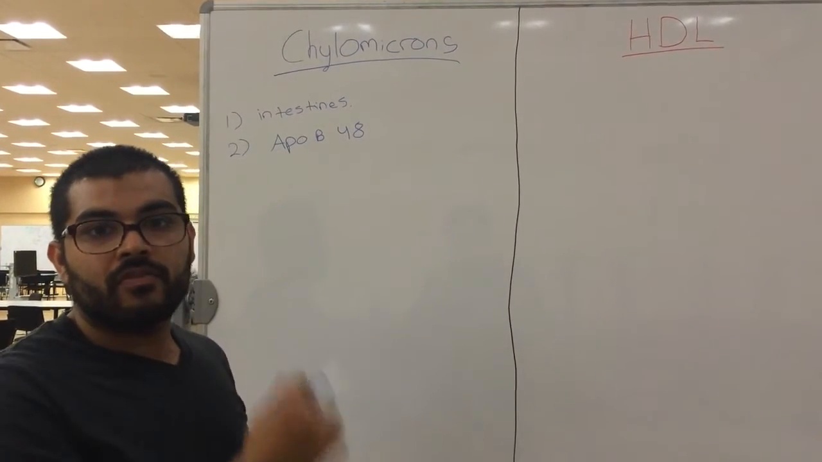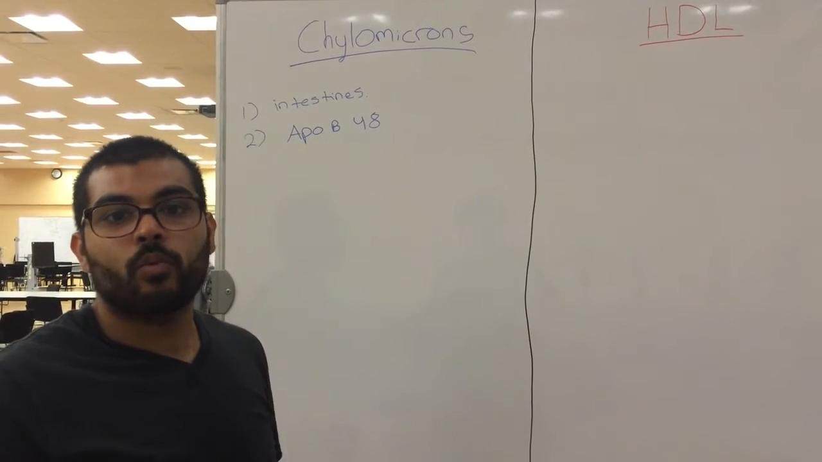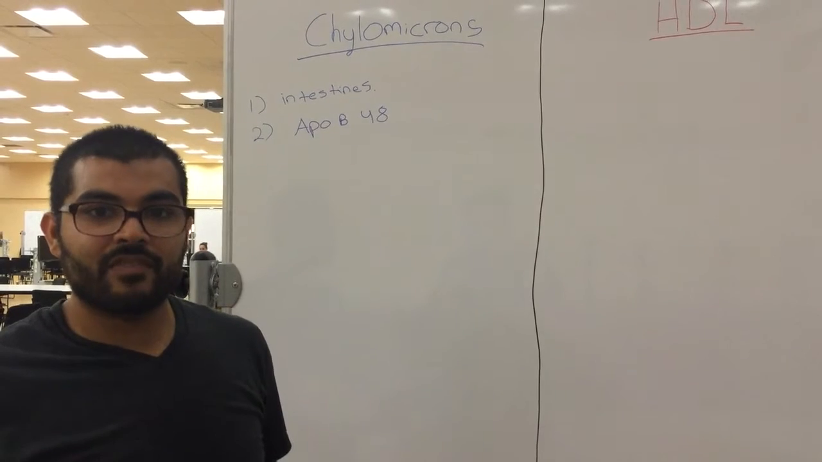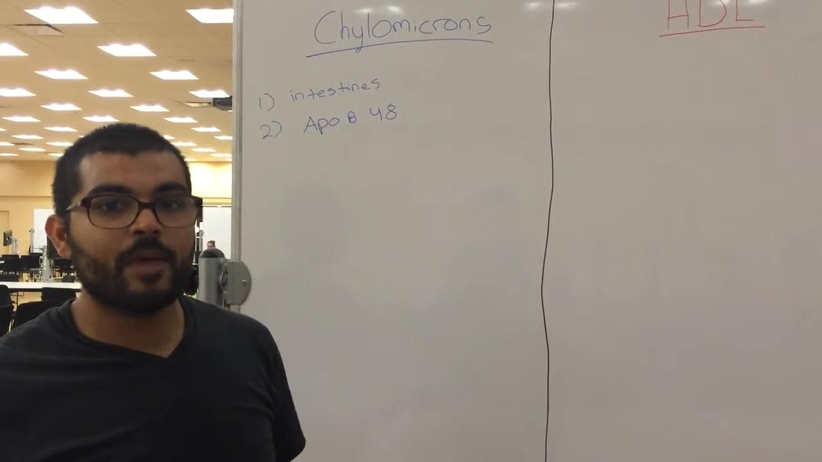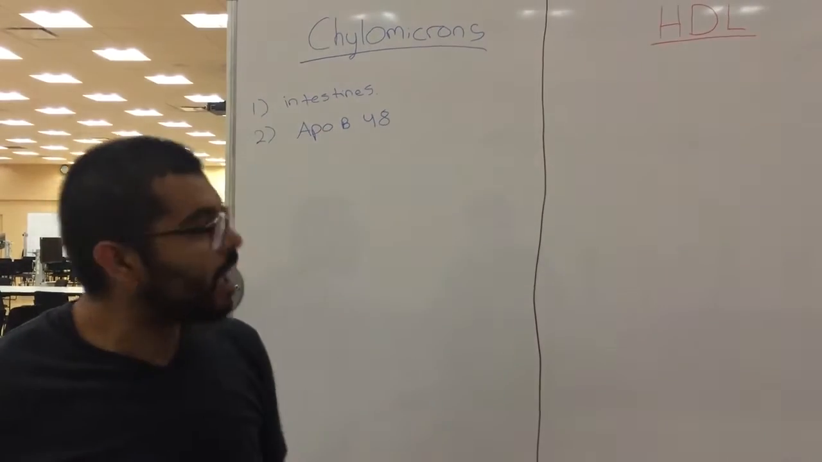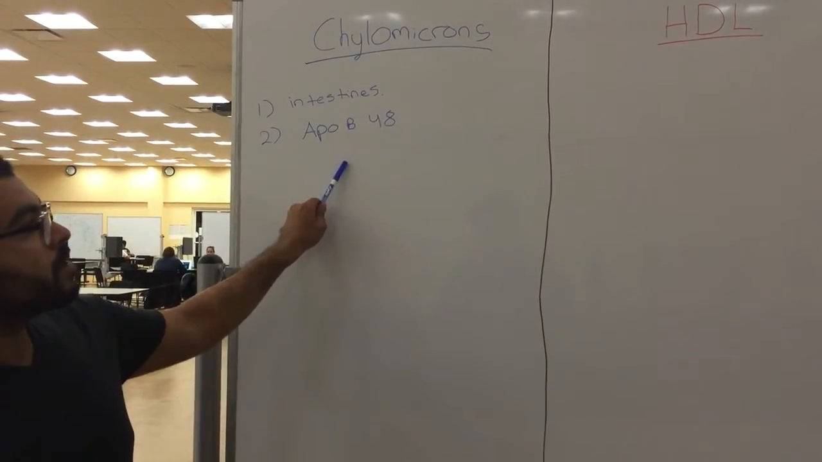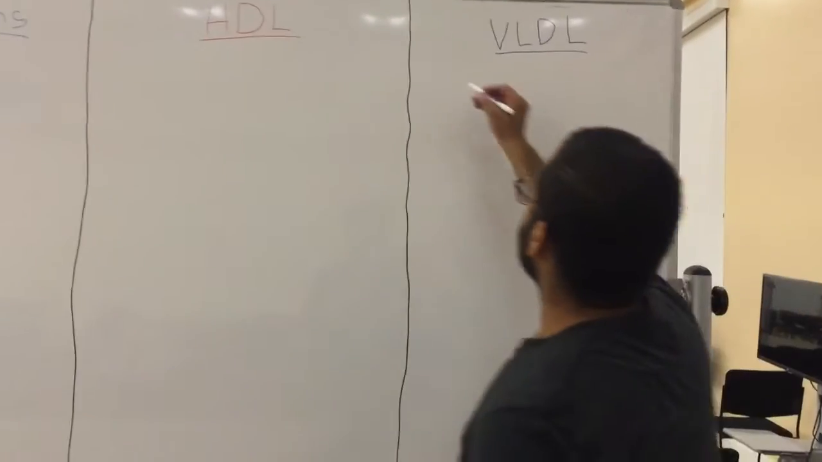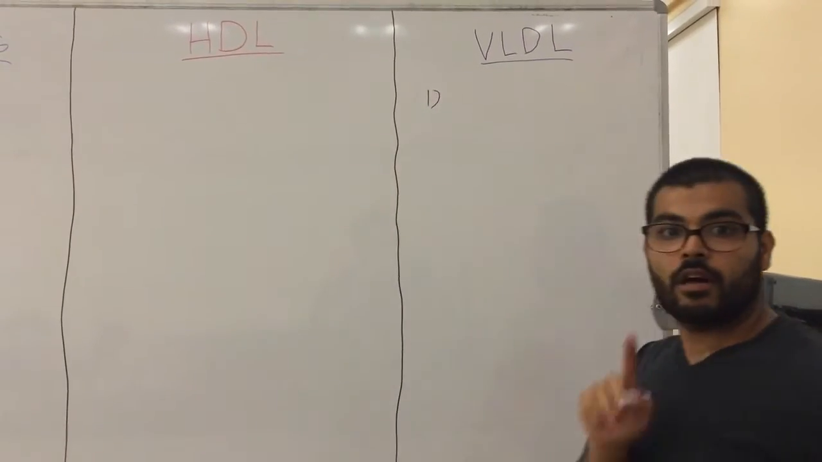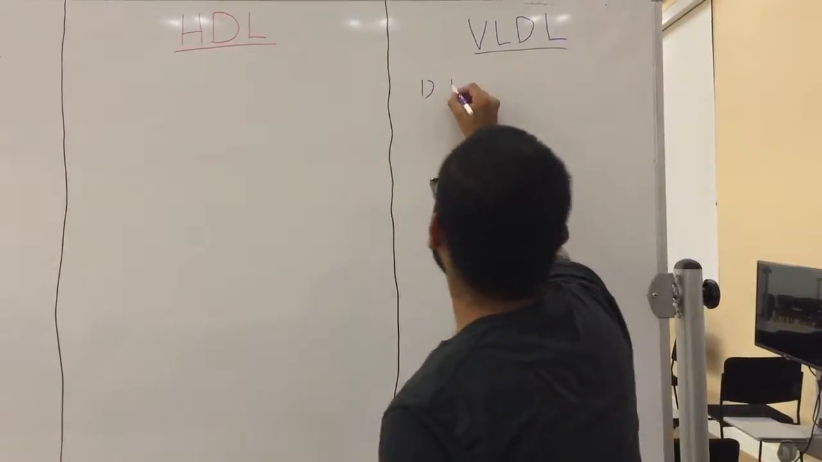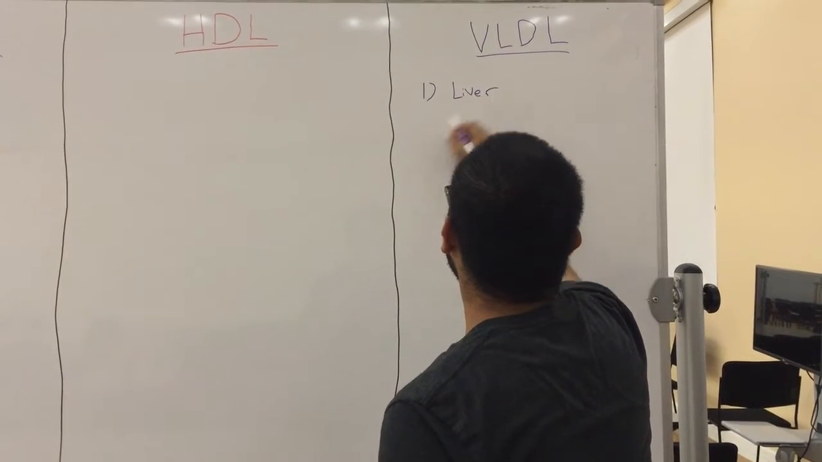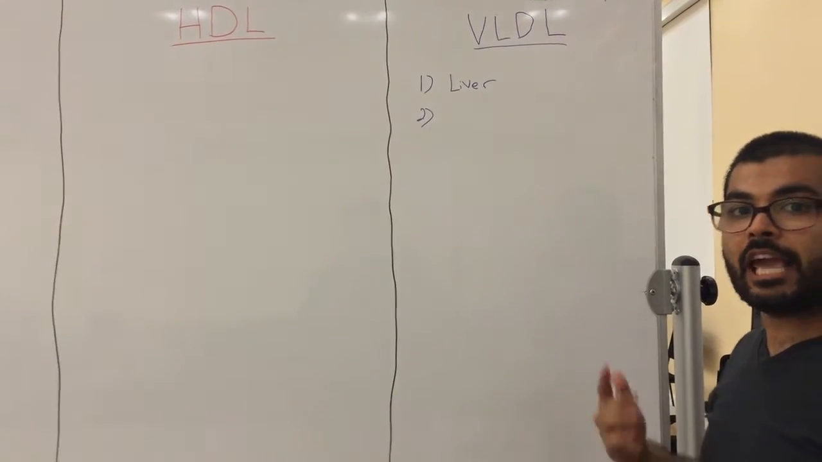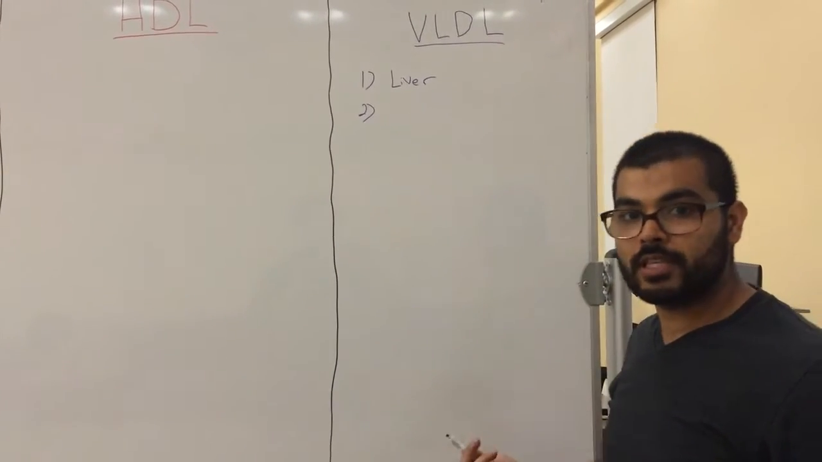On the contrary, our VLDL have ApoB100. 100 is longer than 48, so VLDL is like very long. So VLDL, ApoB100, right? So now we talked about chylomicrons. Let's move into our VLDL and see what these guys do. VLDL are produced in the liver. Two, as I mentioned, they need ApoB100 to be released.